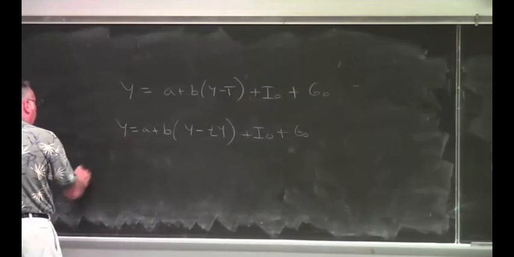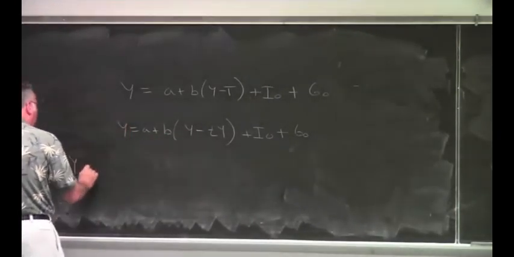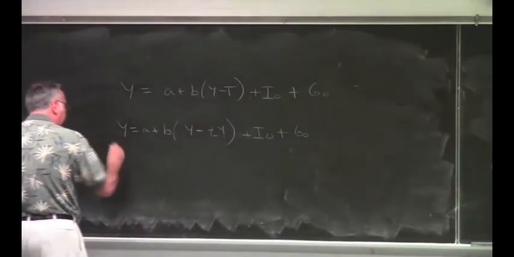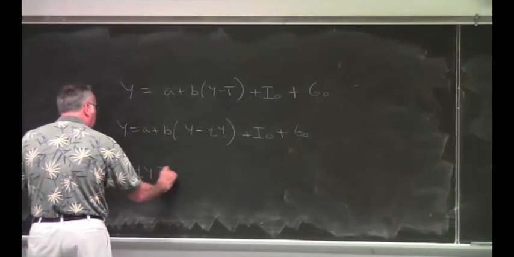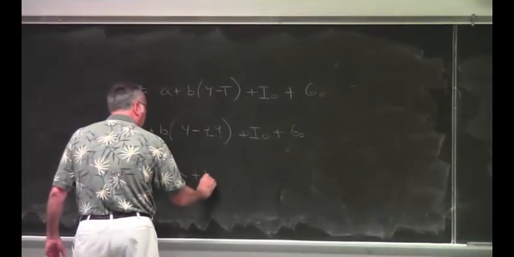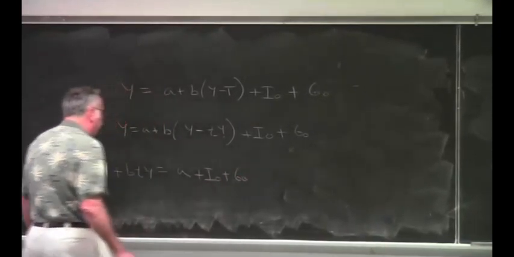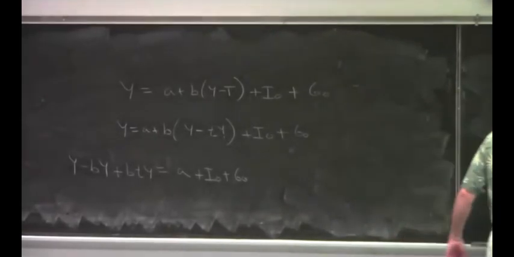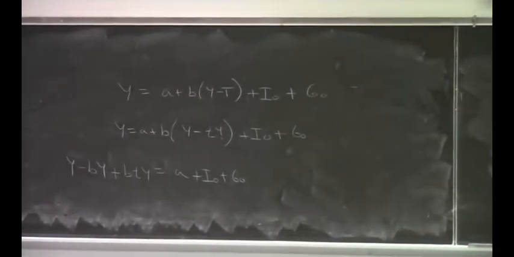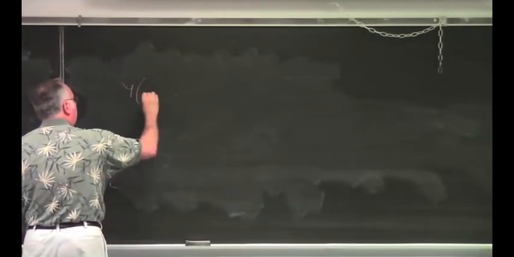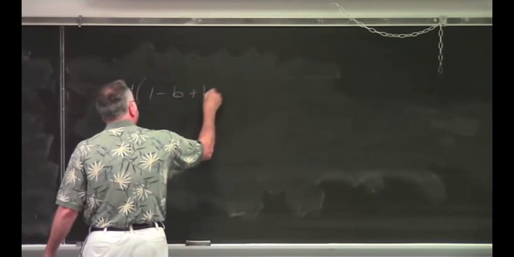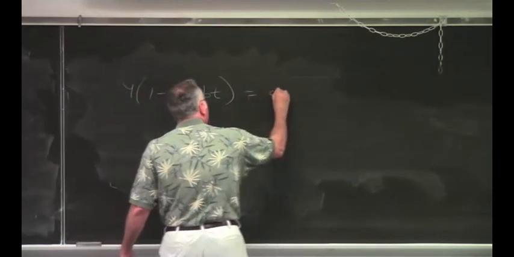So doing so, we get Y. Now we have a bY here. We've got to move it over. Minus bY. We're going to have a minus btY. Bring it over to the other side, it becomes a plus btY equals A plus I plus G. Okay. Now, what do we do next, William? Exactly. We factor out the Y on the left-hand side. And then we can write this left-hand side as what, William? Exactly. Y times 1 minus B plus bt equals A plus I plus G.